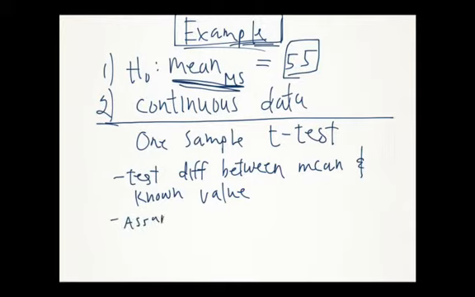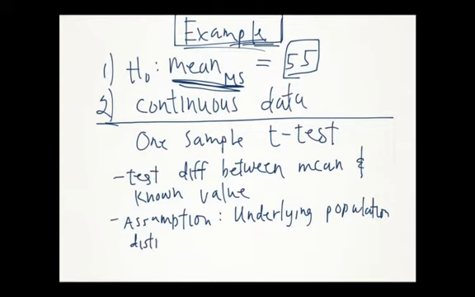Assumptions. So this is something we're going to get used to. Each statistical test has assumptions, and if those assumptions are not met, then we shouldn't be conducting the test. Okay? So what are the assumptions of a one-sample t-test? Well, it assumes that the underlying population distribution is normal. So that is to say, if I could sample every person with MS and make a plot of their scores, it would look like that. Okay?